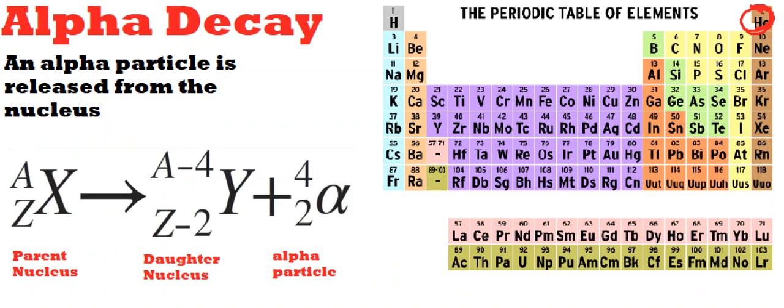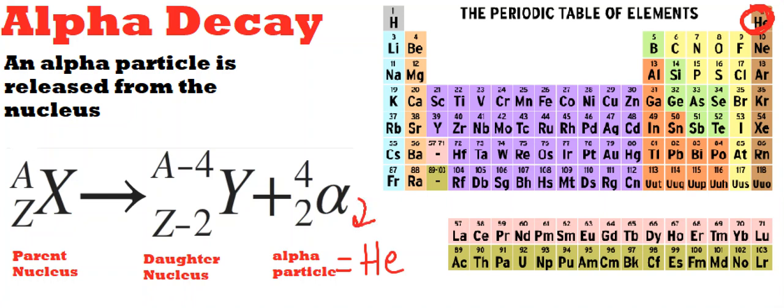The first type of radioactive decay we are going to discuss is alpha decay. In alpha decay, an alpha particle is being released from the nucleus. This alpha particle consists of 2 protons and 2 neutrons. As we discussed previously, an element is defined by the number of protons it possesses. If you take a look at the periodic table of elements, you can see that helium has 2 protons. So we now know that the alpha particle that is being emitted is helium.